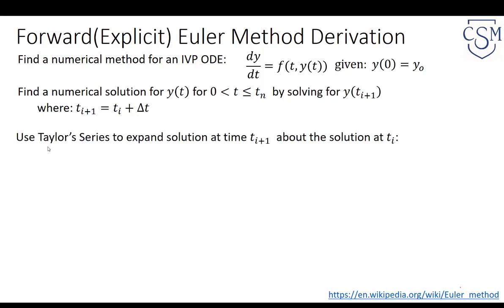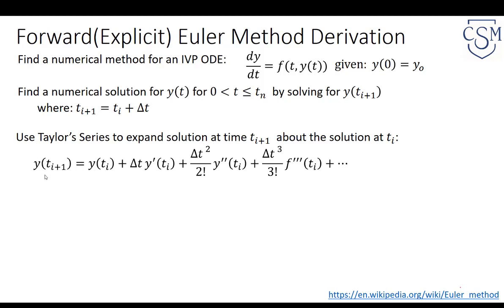We'll do what we did before to discover a numerical method for differentiation and integration, and we'll use a Taylor series to expand the solution about time t i plus 1 around the solution at t i. You can envision here that we would know y of 0, which is equal to y naught. And if we take a little step, we could solve for t i plus 1. So this Taylor expansion gives us y of t i plus 1 is equal to y of t i plus delta t times the first derivative of y at t i, plus delta t squared over 2 factorial times the second derivative of y at t i, and so forth.